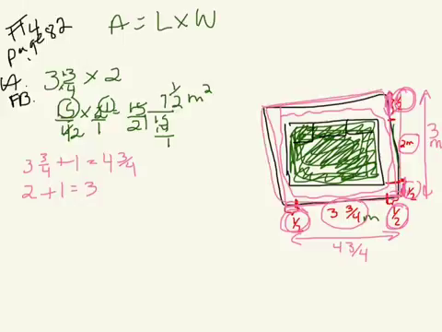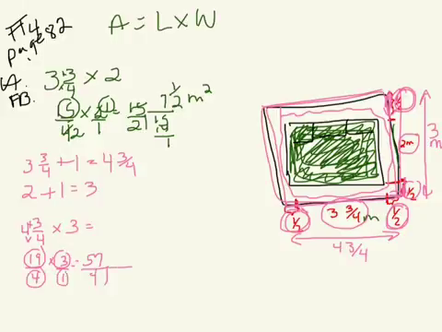That will be length times width, so we will do 4 3/4 times 3. I cannot multiply a mixed number by a whole number, so I'm going to turn this into an improper fraction. 4 times 4 is 16, plus 3 is 19, so it'll be 19/4 times 3. Can I cross simplify? No, I can't. So I'm going to multiply straight across. 19 times 3 is 57. You'll have to do that work on the side. And 4 times 1 is 4.